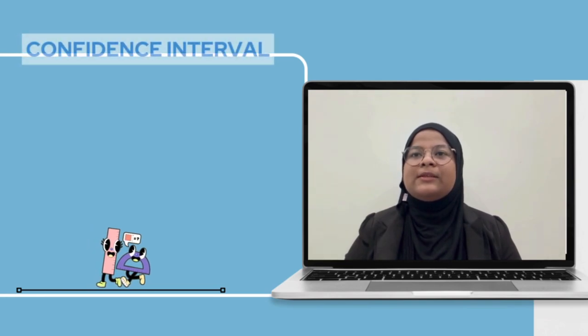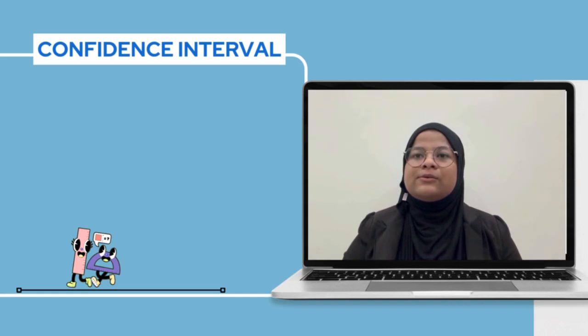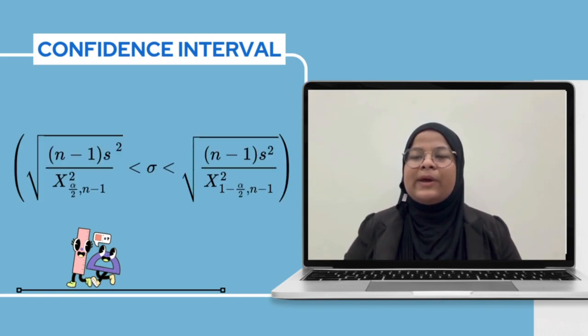So, the last step, based on this derivation, the confidence interval for the population standard deviation sigma is given by the square root of (n-1)S squared over chi-squared alpha over 2 with n-1, and the square root of (n-1)S squared over chi-squared 1 minus alpha over 2 with n-1. This interval provides a range of values within which we are 100(1 minus alpha)% confident that the true population standard deviation sigma lies.